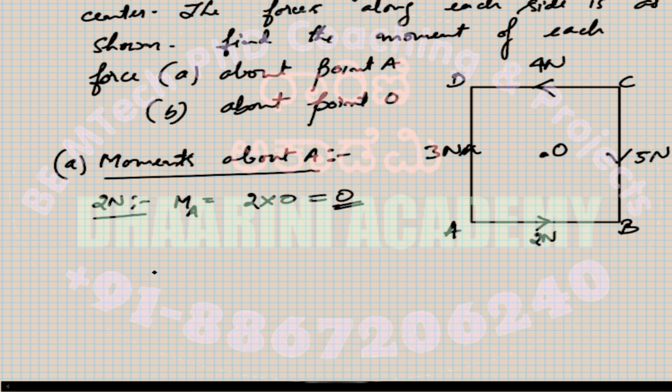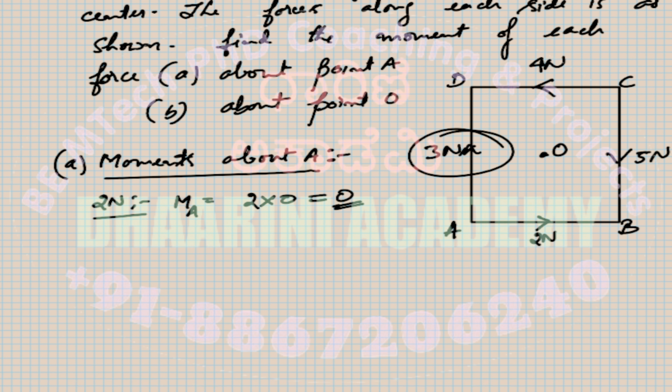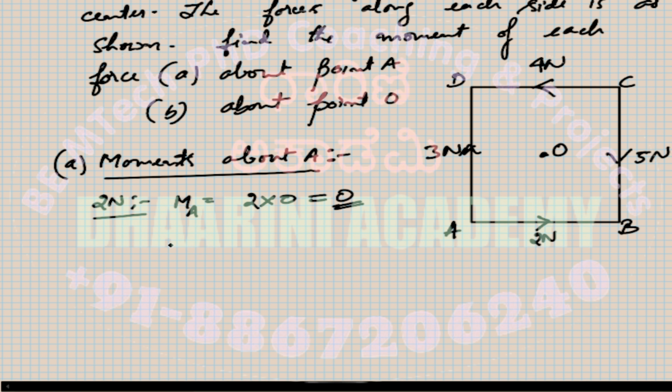There is no moment. Similarly, you can see that there is a 3 Newton force which actually passes through A. So the moment becomes equal to 0 for that. Then I'll write the 3 Newton force. Once again, the moment about A for that 3 Newton is equal to 3 Newtons into distance is 0, so 0. But it is not 0 for the other 2 forces, like 5 Newton.